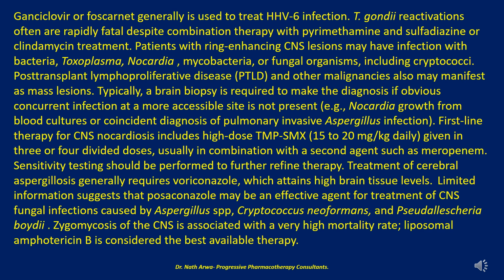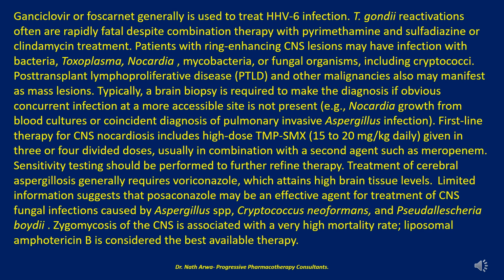Typically, a brain biopsy is required to make the diagnosis if obvious concurrent infection at a more accessible site is not present, e.g., nocardia growth from blood cultures or coincident diagnosis of pulmonary invasive Aspergillus infection. First-line therapy for CNS nocardiosis includes high-dose TMP-SMX, dosed at 15 to 20 mg per kilogram daily, given in 3 or 4 divided doses, usually in combination with a second agent such as meropenem. Sensitivity testing should be performed to further refine therapy.